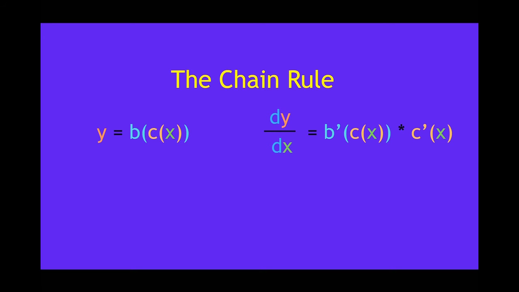Now, let's run through some examples. So the first function we'll have is the sine of 2x. So the derivative of this function will be cosine of 2x times 2. Another example, if we have e to the x cubed, then our derivative is going to end up being e to the x cubed times 3x squared.